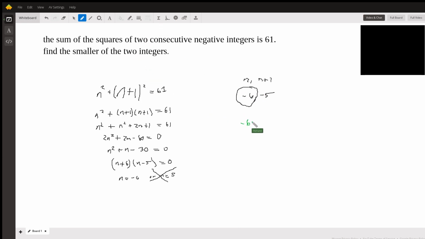So negative 6 squared, and negative 6 plus 1, which is negative 5, squared. So this is 36, and negative 5 squared is 25. So that's 61. So we have a check, and that matches up with the answer. That confirms the answer that we're looking for here.